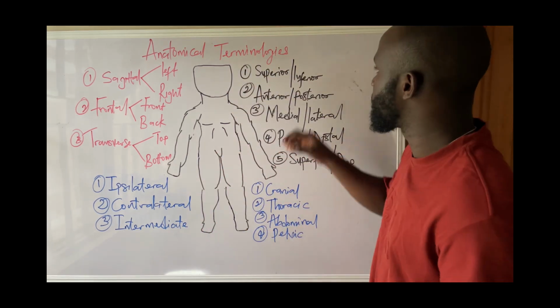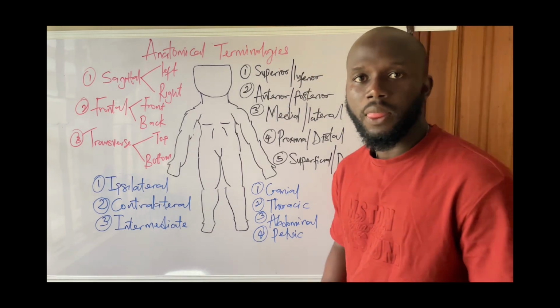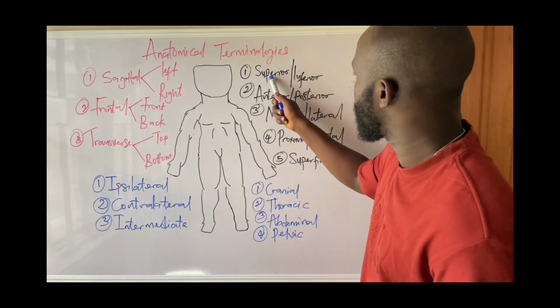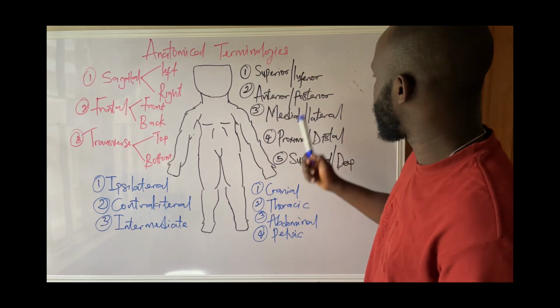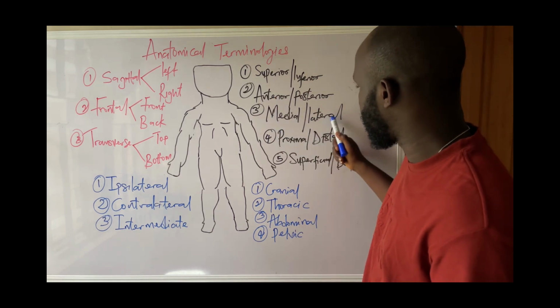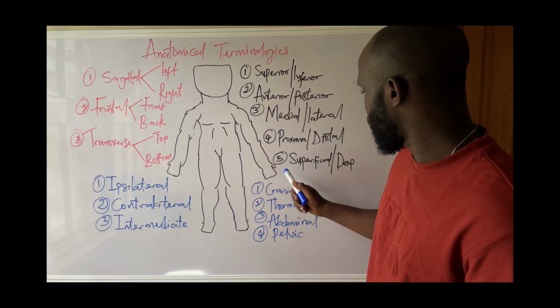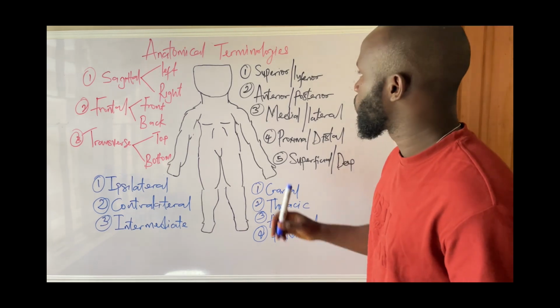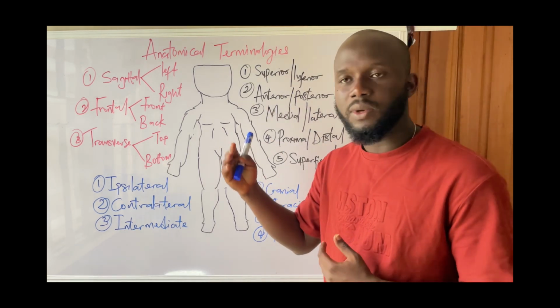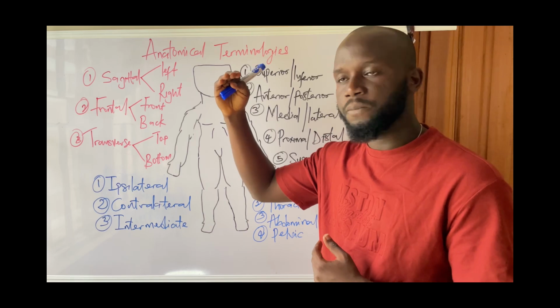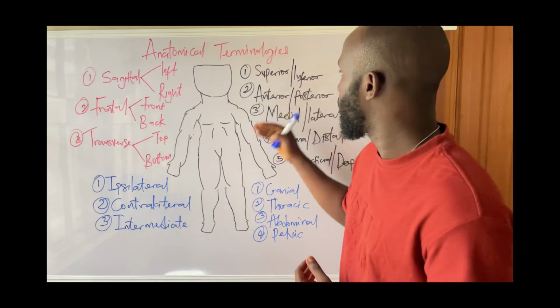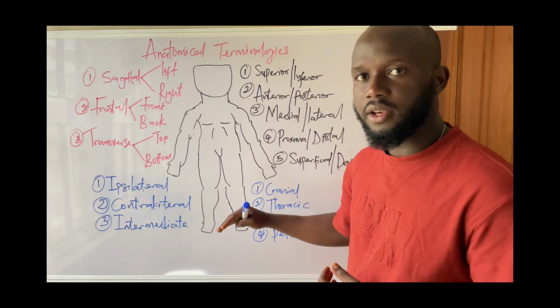So for today we'll be treating these basic terms, and I would like that you follow me one after the other. So we have superior, inferior, anterior, posterior, medial, lateral, proximal, distal, superficial, and deep. So when we say something is superior in anatomy, we are saying it is closer to the head. When we say inferior, it is further away from the head.